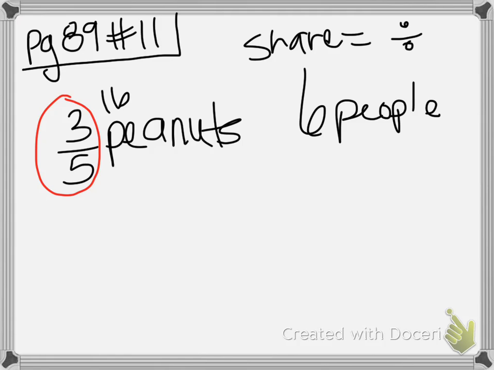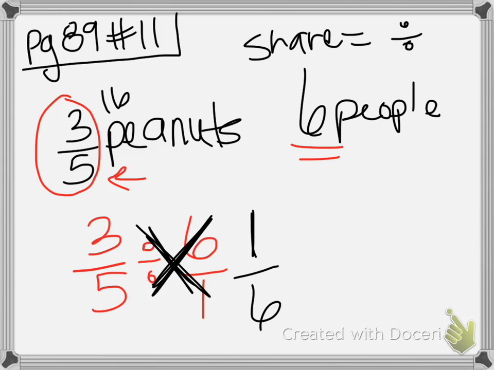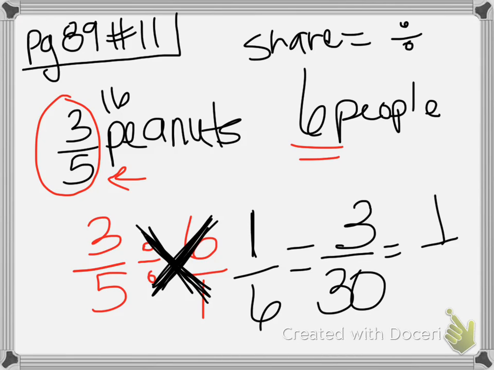Now let's think about it this way. 6 people are sharing 3/5 of a pound of peanuts, but the 3/5 is what's going to be grouped and divided among the 6 people. So my 3/5 goes first, and I divide that by the 6 people. This is why we have to flip, we have to take the reciprocal, where I will get 3/30, which will reduce to 1/10.